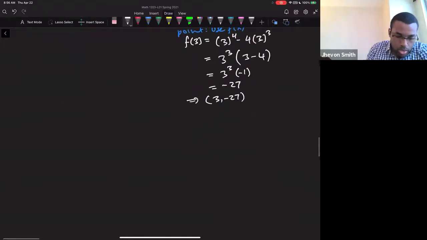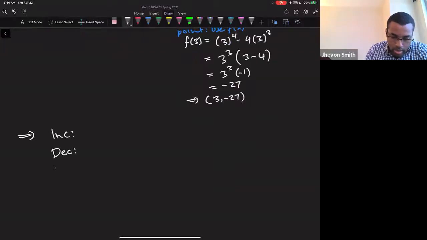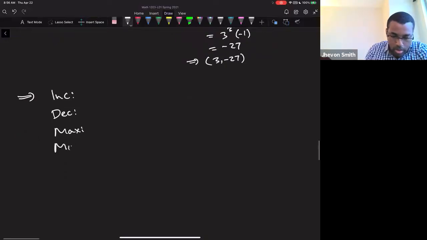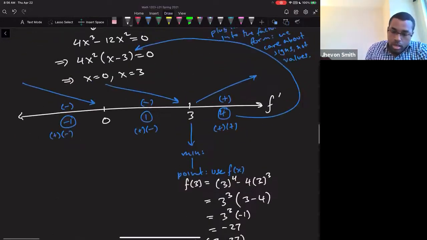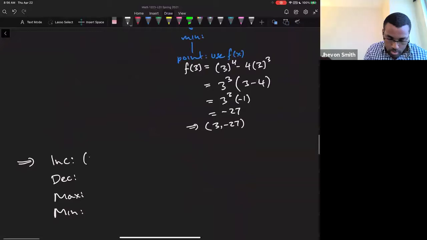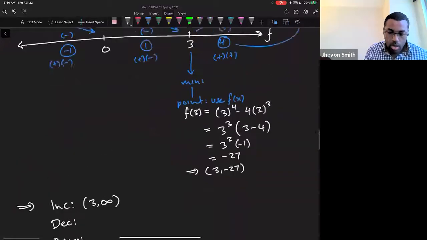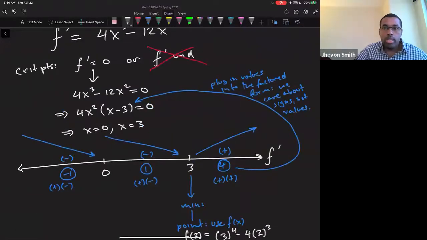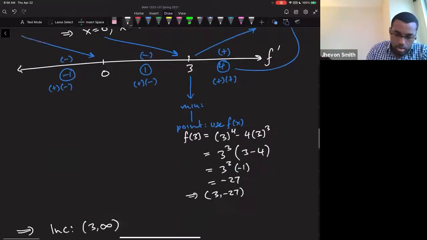So that leads us to a nice little summary that we can write in here. You want to write down increasing, decreasing, max, min. So for this function, notice that we're increasing on the interval 3 to infinity. Notice that we're decreasing from negative infinity to 0, as well as from 0 to 3.